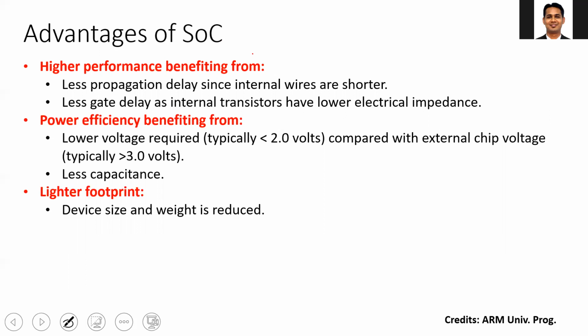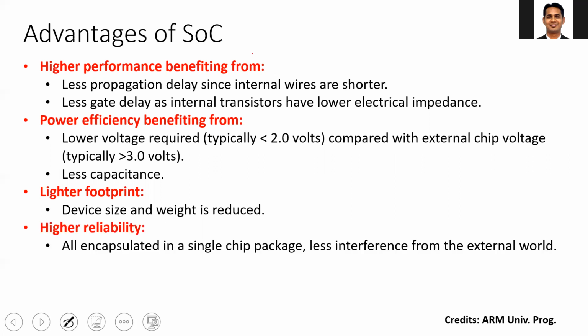Light footprint: your size and weight are reduced. Devices are getting smaller and smaller in size. For example, 10-15 years back you used to buy a separate FM receiver, right? But nowadays you don't need to buy a separate FM receiver; it is now part of your mobile phone itself. So you get better integration. You don't need to buy multiple devices, and the size of the devices also goes down.